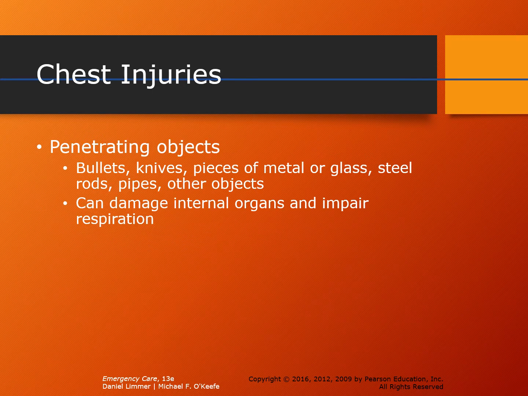Finally, we have penetrating injuries. Any object that breaks the skin would be considered a penetrating injury. So that would be bullets, knives, pieces of metal or glass, steel rods, pipes, other objects, really anything that's foreign to the patient's body that's going inside of them, or by the inverse property, anything that is supposed to be inside of a patient that is protruding out. These objects can damage internal organs and also impair respiration.